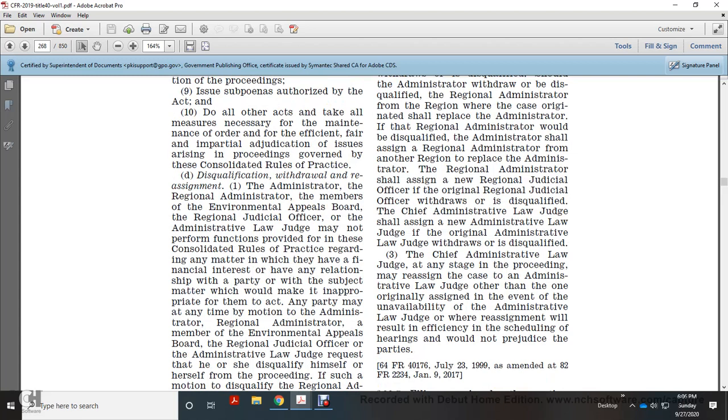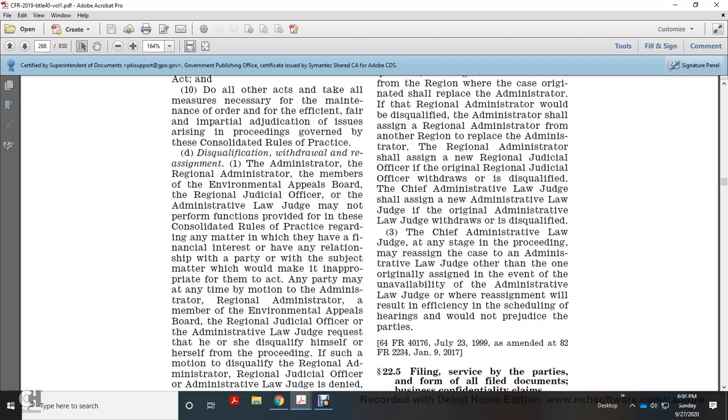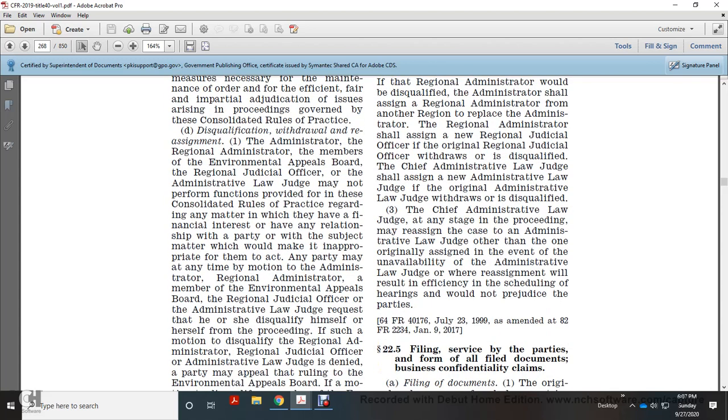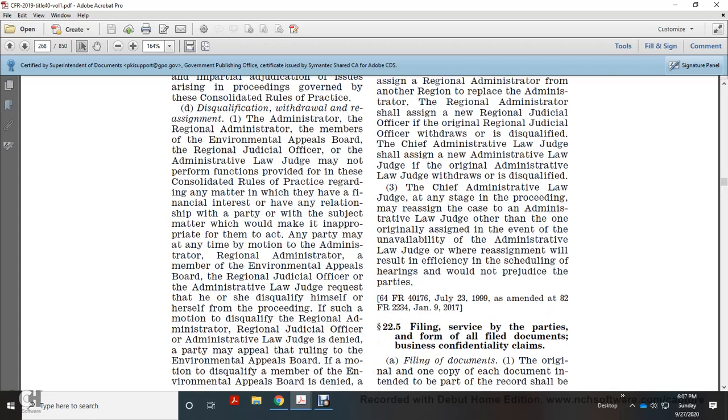Withdrawal or disqualification: the administrator, the members of the Environmental Appeals Board, the regional judicial officer, or the administrative law judge may not perform the functions provided in these Consolidated Rules of Practice regarding any matter in which they have a financial interest or have a relationship with a party or with the subject of the matter which would make it inappropriate for them to act. Any party may at any time by motion to the administrator, the regional administrator, a member of the Environmental Appeals Board, the regional judicial officer, or the administrative law judge request that he or she disqualify himself or herself from the proceeding. If the motion to disqualify the regional administrator, regional judicial officer, or administrative law judge is denied, a party may appeal the ruling to the Environmental Appeals Board.